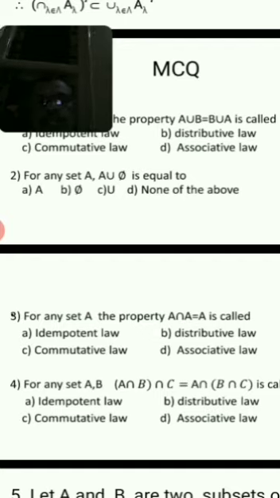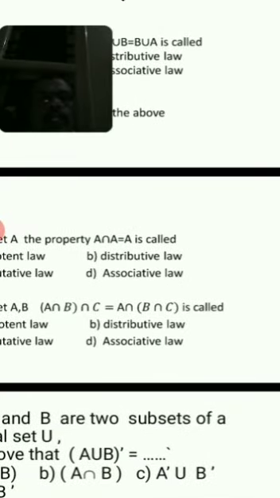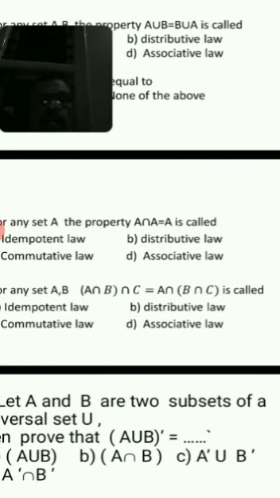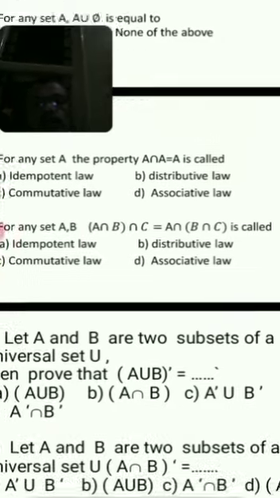The fourth question: for any sets A, B, C, (A intersection B) intersection C is equal to A intersection (B intersection C). Is it idempotent law, distributive law, commutative law, or associative law? Which law is applicable? (A intersection B) intersection C is equal to A intersection (B intersection C) is the associative law.